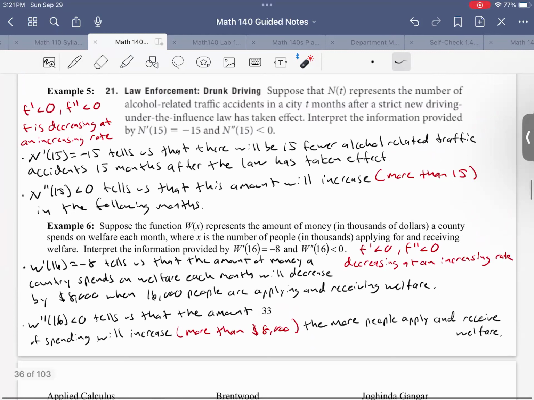We're talking about higher order derivatives. This last part was just about first and second derivative interpretations, okay? It's always the hard part.